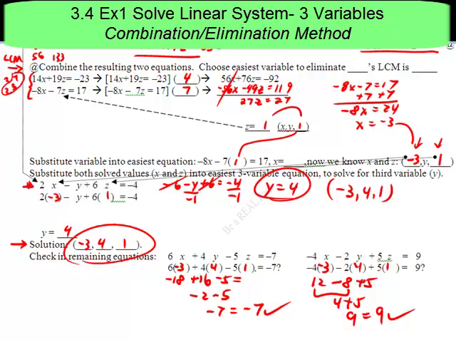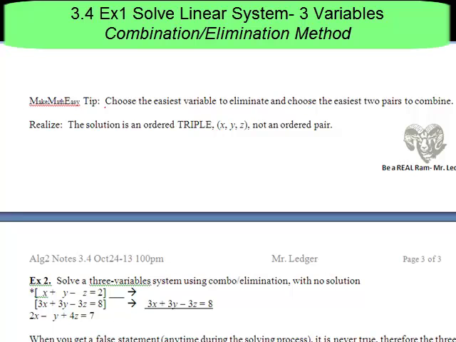Notice it's in ordered triplet format. We have 3 components, x, y, and z. The thing that'll make your job easier is pick the easiest variable and eliminate. So you're probably looking for a variable that has a 1 or a -1 in front of it. And remember, it's an ordered triplet. Ordered triplet has 3 components to it.